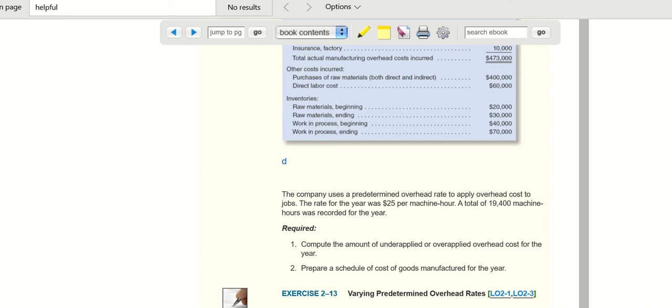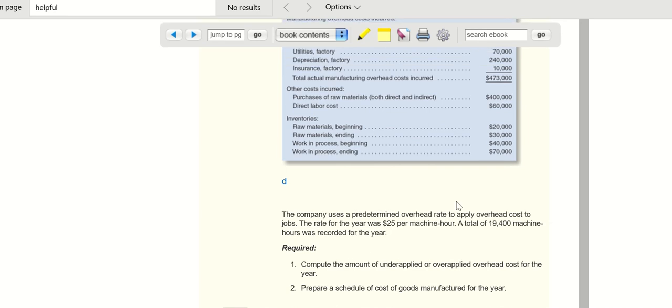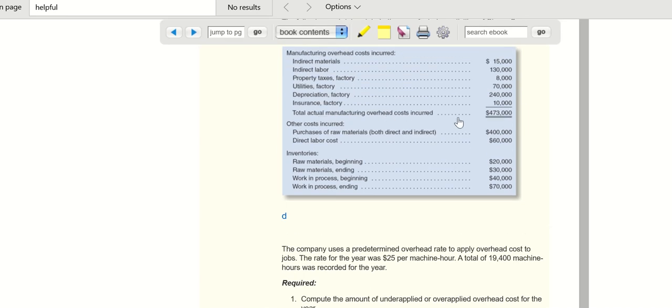Compute the amount of underapplied or overapplied costs for the year and prepare a cost of goods manufactured for the year. So let's do the underapplied and overapplied. They have actual manufacturing overhead of $473,000, and then this is their predetermined overhead rate and their actual hours. So let's see how that will work out.